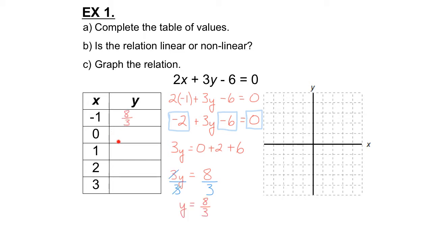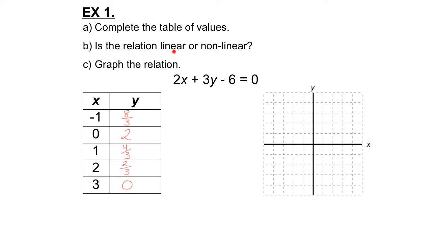To fill in the next spot on the table of values, we do the same process, except this time x is 0. And now to find the next value of y, x is 1. You can complete the next value of y when x is 2, and the next y value is from when x is 3.